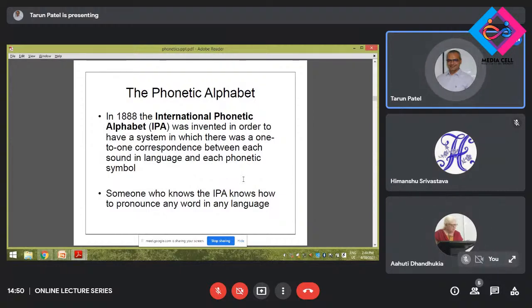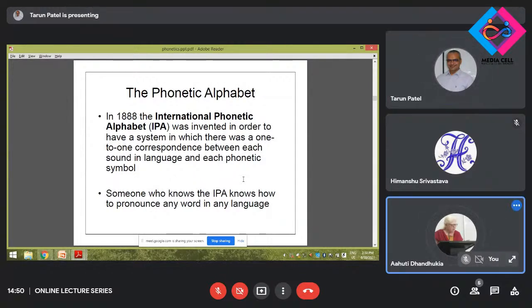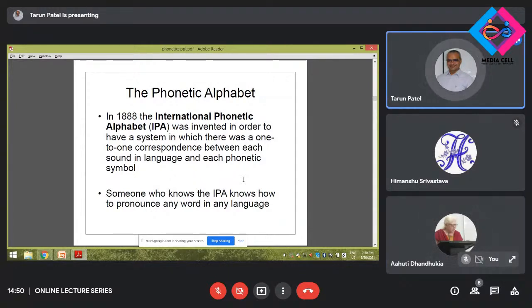Coming down to what Dr. Himanshu has assigned us: it was in 1888 that the International Phonetic Alphabet was invented in order to have a system in which there was a one-to-one correspondence between each sound in language and each phonetic symbol. Someone who knows the IPA knows how to pronounce any word in any language.